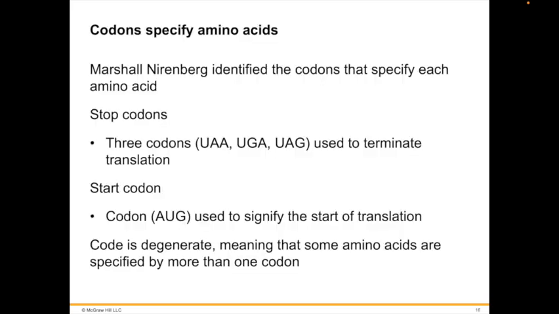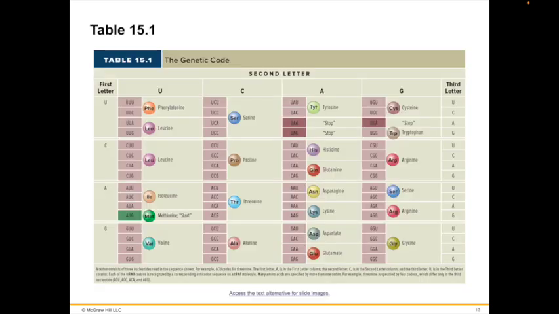Some obvious features of the code jump out of the table, and that's referring here to table 15.1. First, 61 of the possible 64 codons are used to specify amino acids. Three codons, UAA, UGA and UAG, are reserved for another function. If you start on the first letter side, go to the top second letter, A, and then to the third letter, A, that's UAA. They signal stop and are known as stop codons.